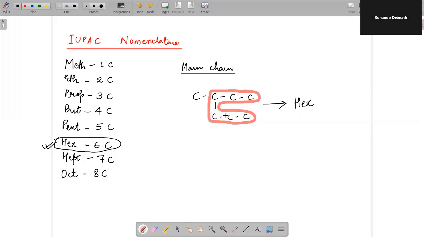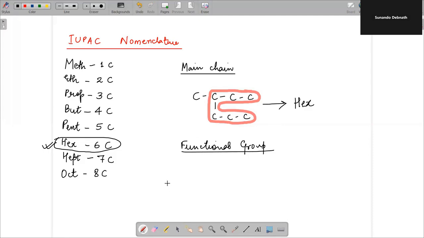Now, how do we number it? This is what I'm going to discuss now. From which end do we start the numbering? For that, you have to know there is a concept of functional group.